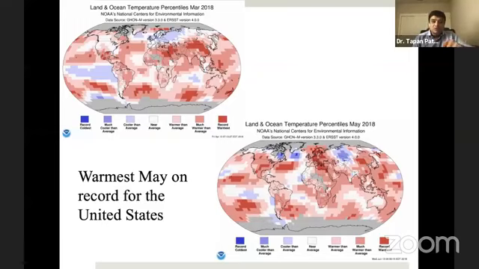Two months later, the second figure is May of 2018, and if you see the United States, on average it was the warmest May on record for the whole U.S. And so there's a lot of variation as well, but it also depends on when those variations are hitting agriculture and having those impacts.